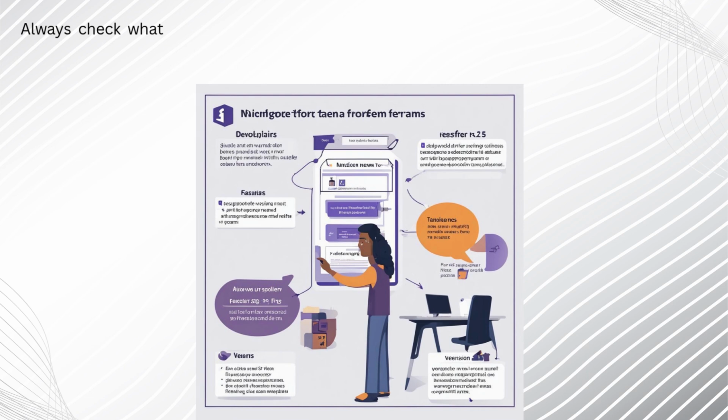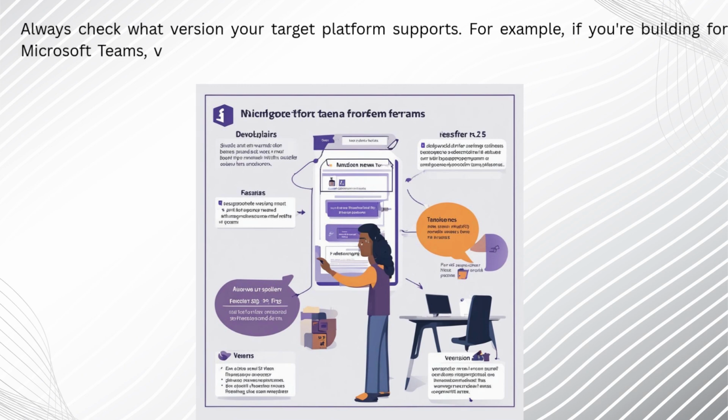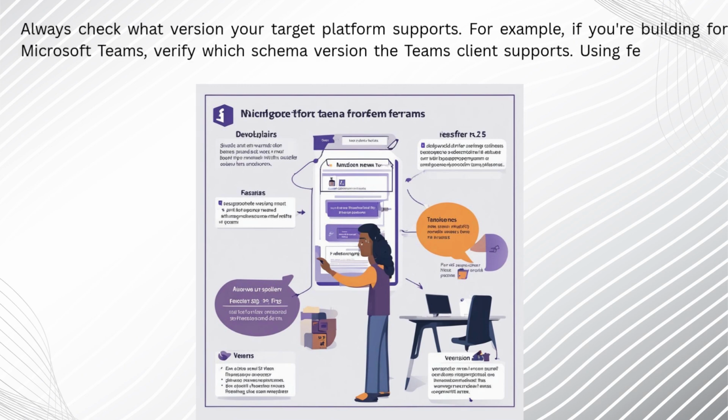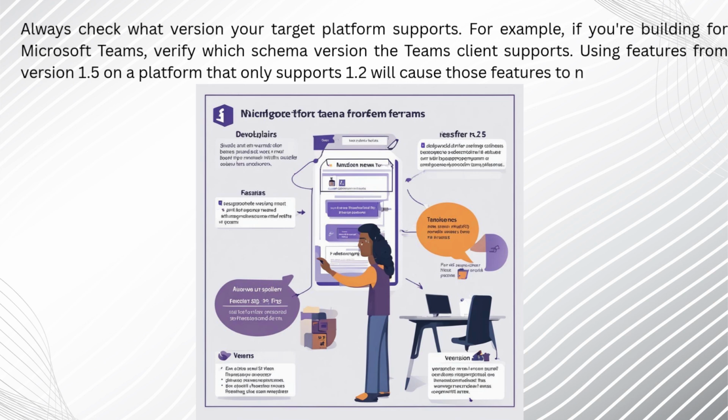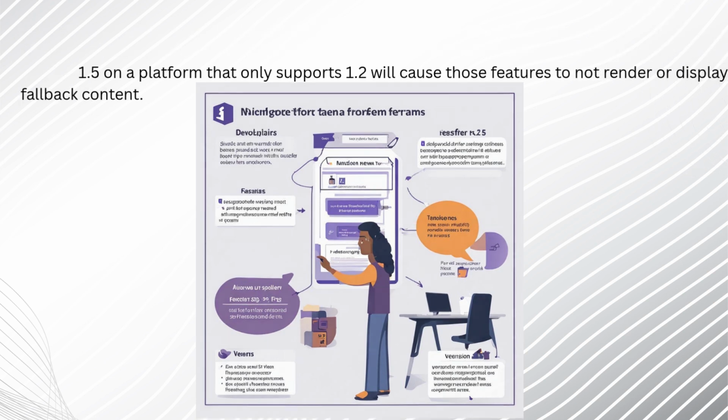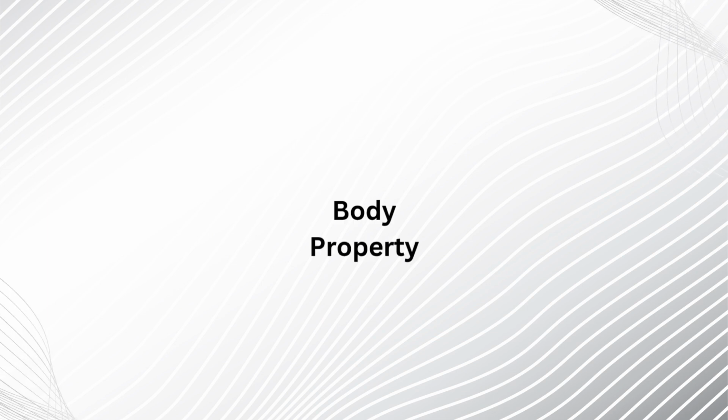In practical consideration, always check what version your target platform supports. For example, if you're building for Microsoft Teams, verify which schema version the Teams client supports. Using features from version 1.5 on a platform that only supports 1.2 will cause those features to not render or display fallback content. Now let's move to the body property.